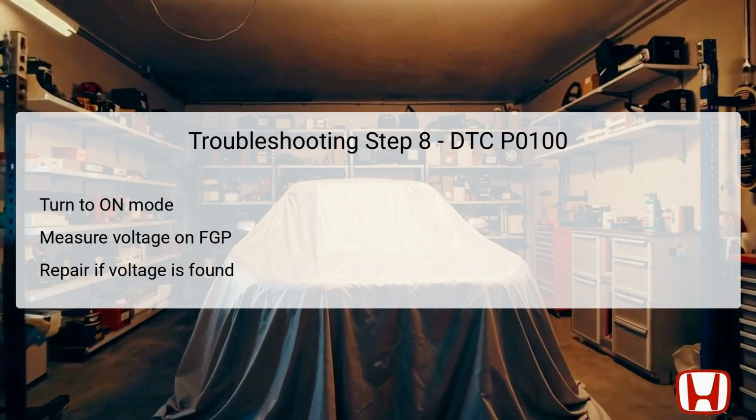Testing voltage is critical, and the aim is to measure between terminal number 1 of the MAF sensor connector and body ground within this mode. If voltage is present while disconnected, it indicates a short to power in the FGP wire, necessitating repairs on the connection leading from the PCM to the MAF sensor. Conversely, if no voltage is detected, it indicates that the FGP wire is intact.